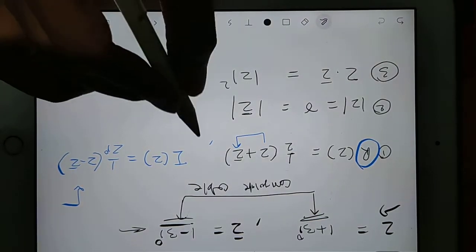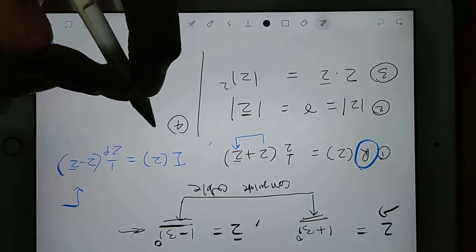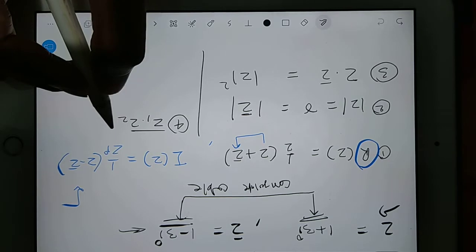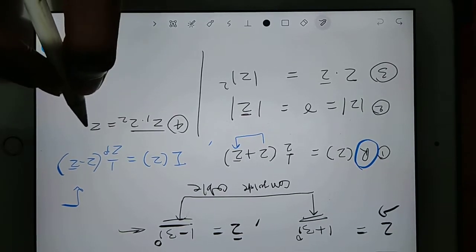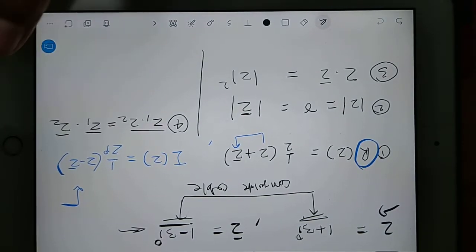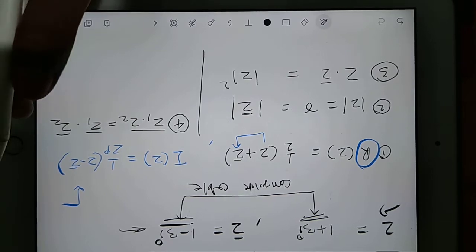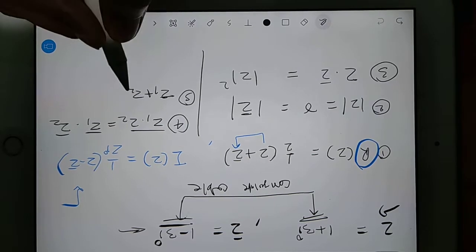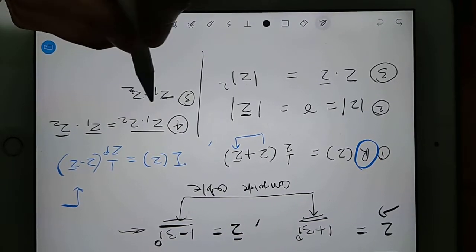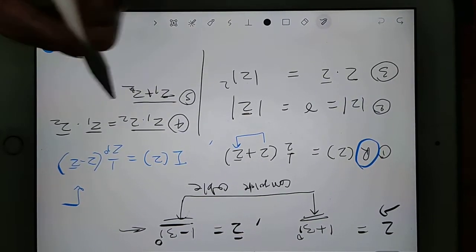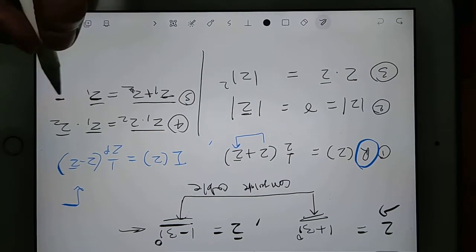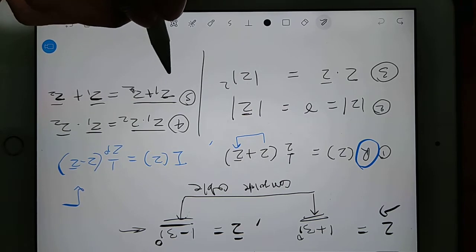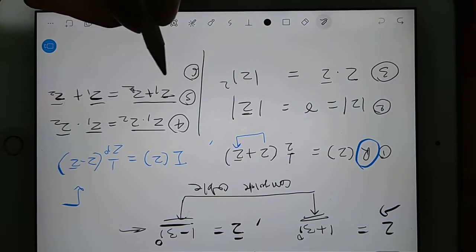Suppose there can be one more operation. Suppose you have z1 and z2. First you multiply, then find the modulus. This will be the same as first finding the modulus and then multiplying. In the same way, if you are adding two complex numbers and after addition you find the modulus, that will be the same answer as first finding the modulus of both and then adding. And the same follows for division also.